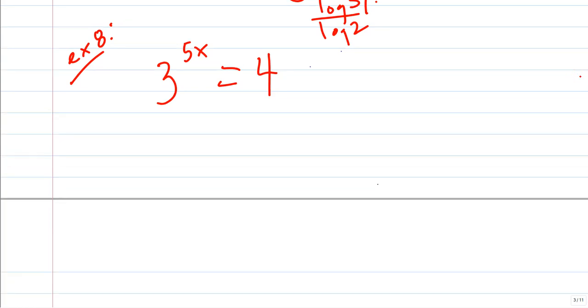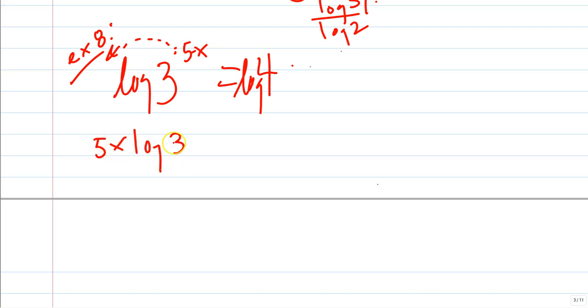Once again, I can't write 3 as a power to make 4. There's no pretty number for that. So what do we have to do to solve this? We log. X is being exponented. It's being multiplied by 5. So we're going to log it so that that exponent can now move to the front. So what do we have here? 5x log 3 equals log 4.